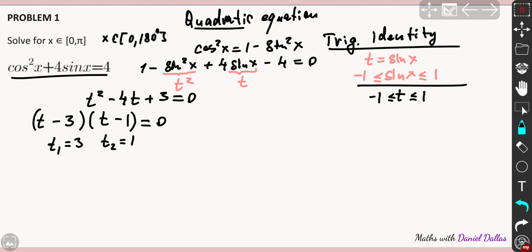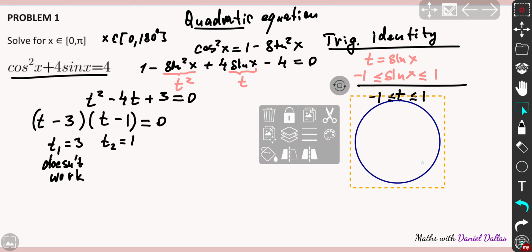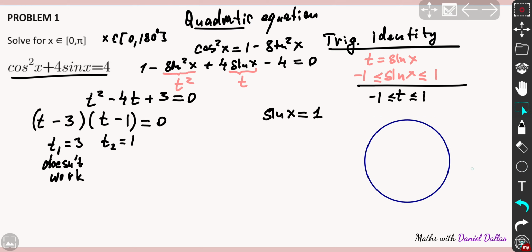So 3 actually exceeds 1, so 3 doesn't work, and we're going to use t2 equals 1. So that's why we come back to our x, and we're writing that sine x is 1. Okay, so just remember, if you know what x is when sine x equals 1, no problem.